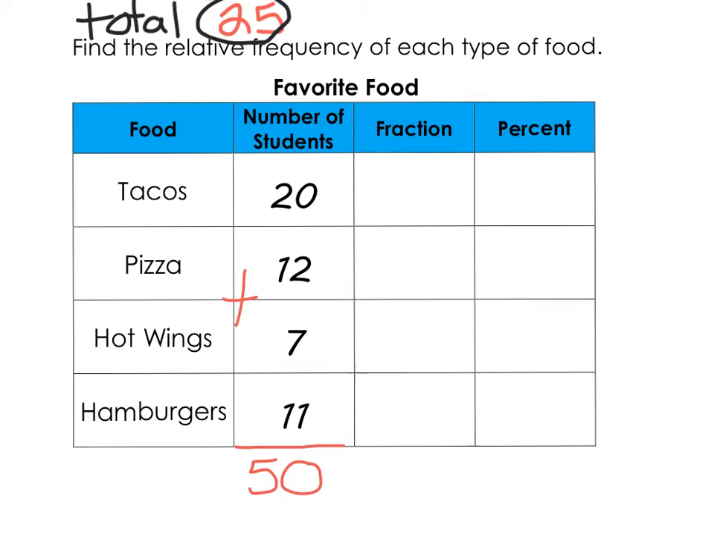So, now that we have all our parts and we have a total, we can write our fraction. So I'm going to go ahead and set up my fraction. And remember, my part is going to be 20 for tacos, 12 for pizza, 7 for hot wings, and 11 for hamburgers. But there's a total of 50 people who were surveyed. So 50 needs to be our denominator, our bottom number. So I'm going to go ahead and put 50 on the bottom.